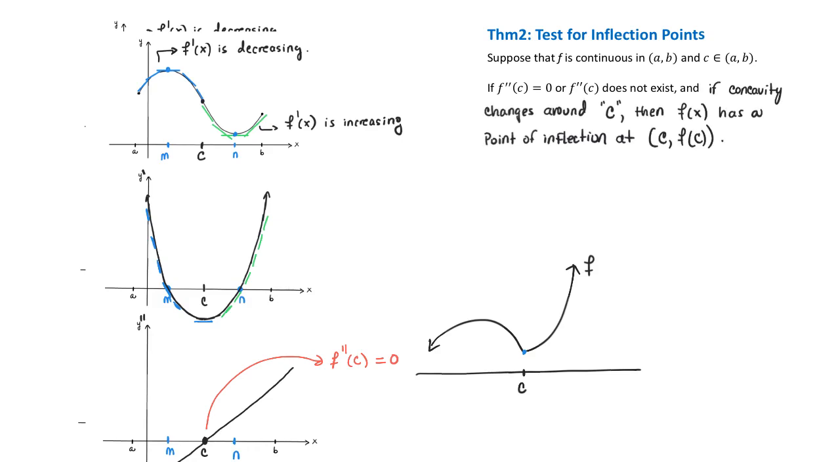So that's what we want. In order to locate the points of inflection, we're going to find the second derivative. We're going to see where the second derivative is equal to 0 and where the second derivative is undefined. When we find those x values, then we're going to check the concavity around them. And if the concavity changes around those x values, then that's where we know that f of x is going to have points of inflection.